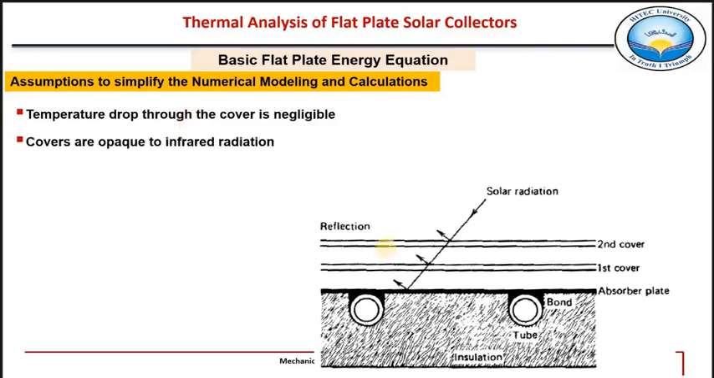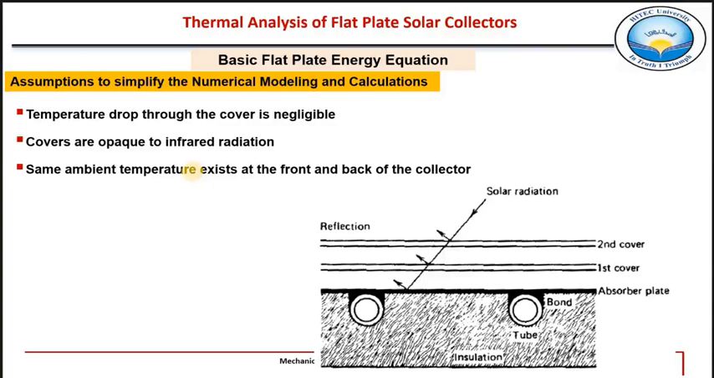Next assumption is covers are opaque to infrared radiation. It means these glass covers will not allow the radiation to be transmitted. Which radiation? This emitted radiation from the absorber plate will not be transmitted through this glass cover, right? Those will be blocked by the glass cover. So that is the next assumption.